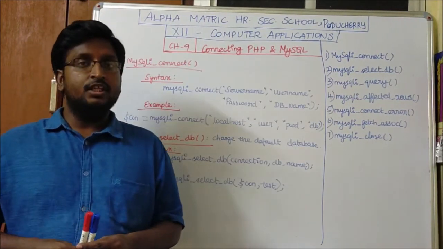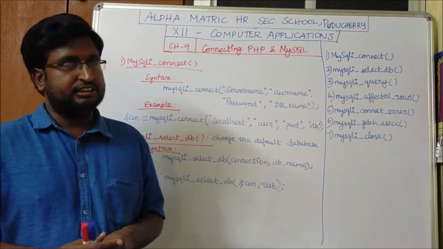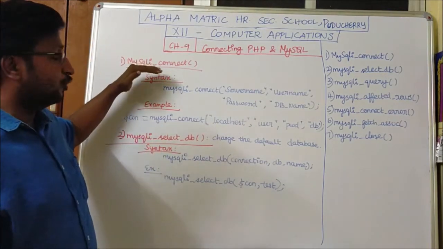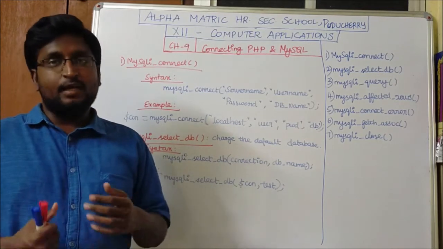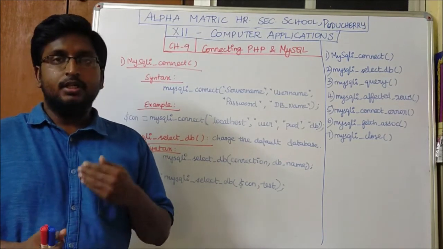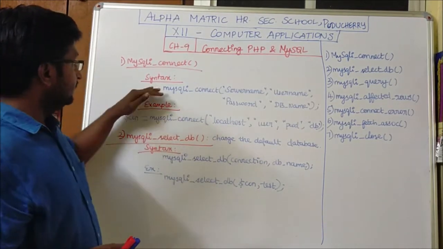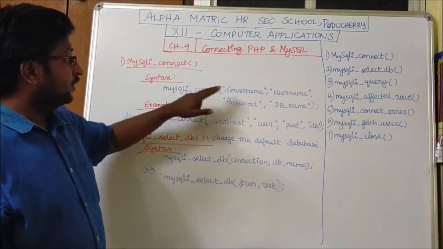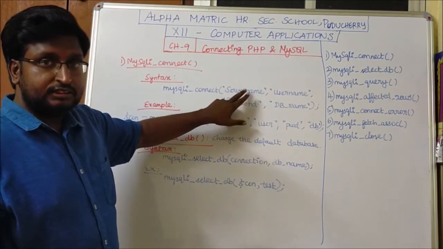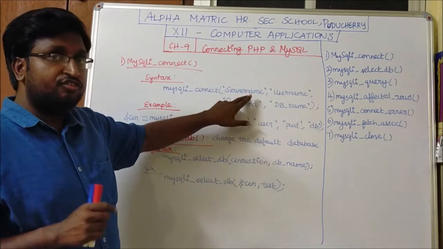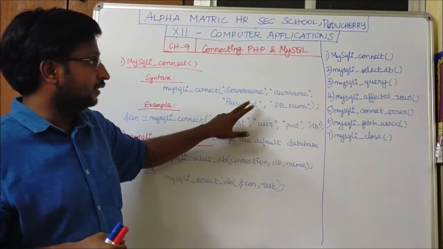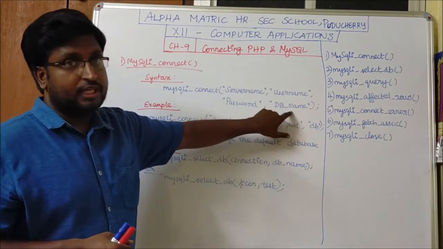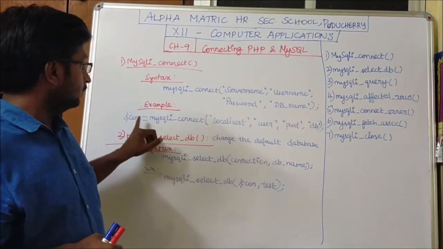Let us start with the first two functions. The first one is mysqli_connect. It is used to connect to the database. This is the syntax for mysqli_connect. First we have to mention the server name, in which the database runs, and the username, password and the database name. Let us see the example.